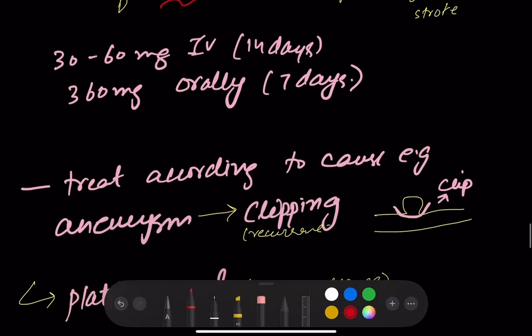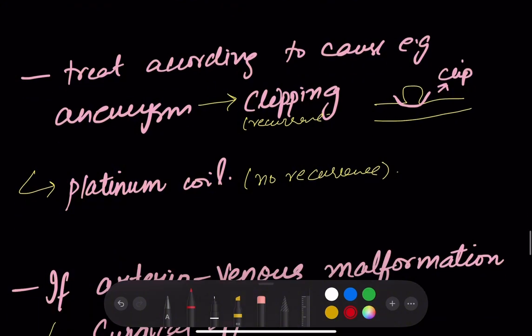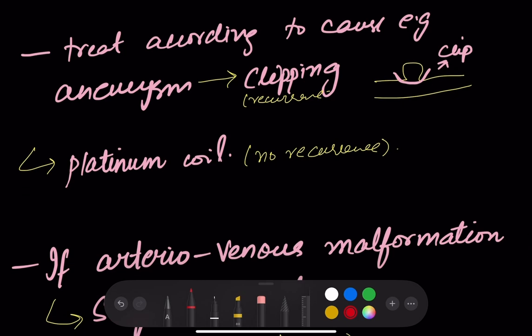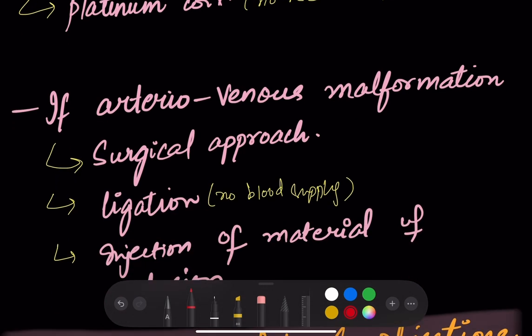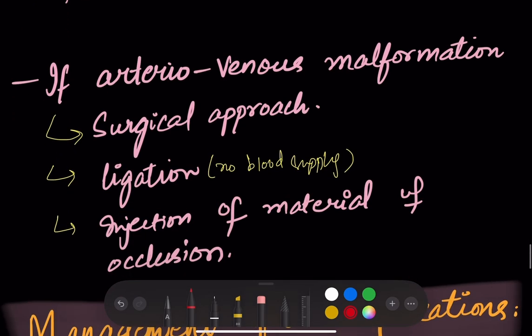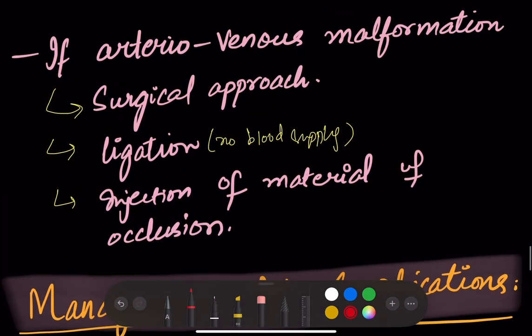Then treat according to the cause. For example, if the cause is aneurysm, as we have discussed, then clipping is done. Platinum coil is another option for this aneurysm, and if arteriovenous malformation is present, then a surgical approach or ligation and injection of the occlusion material is done. These are the various management options.